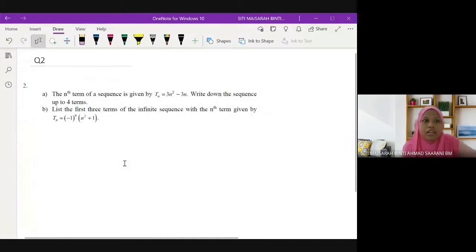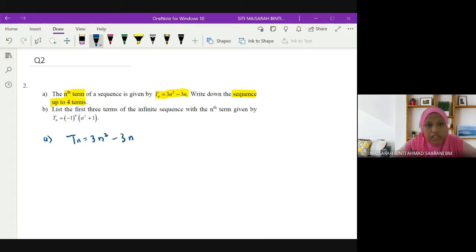Okay, I will only guide you, I will not give the solution until the end. I will guide you. For question A, the nth term Tn of a sequence is given by Tn equals to 3n square minus 3n. Write down this sequence up to the 4th term. For question A, the information is Tn equals to 3n square minus 3n. The question asks to find T1, T2, T3 and T4, up to the 4th term. This is what it asks.